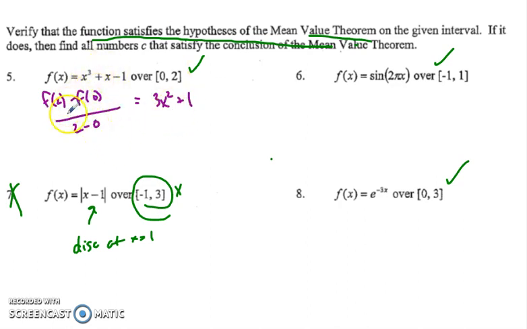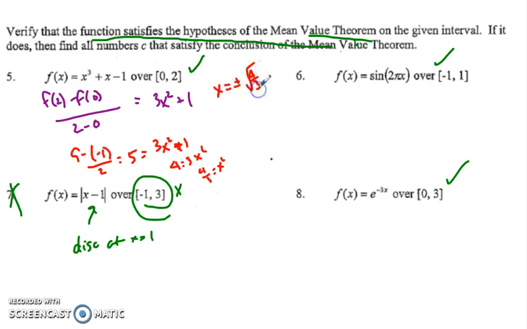So f of 2 is going to be 9, and f of 0 will be negative 1. So I end up with 5, and the question is, where is 5 equal to 3x squared plus 1? And I'll go ahead and do this by hand. So I have 4 equals 3x squared, 4/3 equals x squared, and x equals plus or minus square root of 4/3. But my answer has to be on the given interval, so my only answer is going to be the positive square root of 4/3, which will be 2 over rad 3, which is 2 rad 3 over 3.